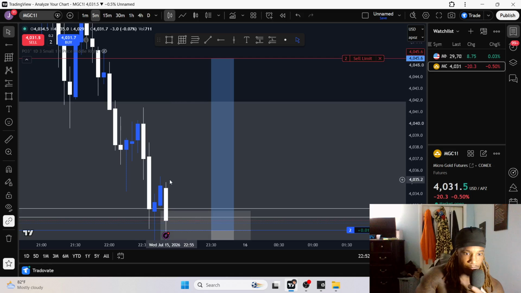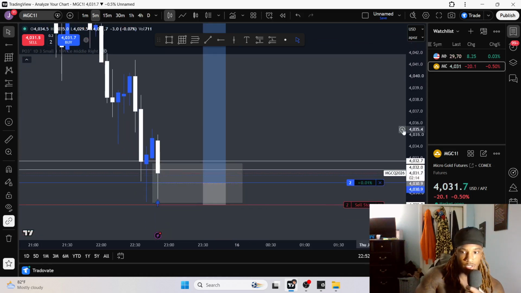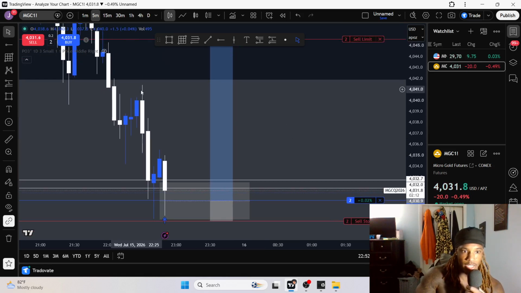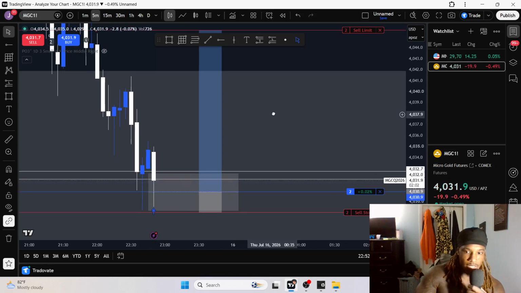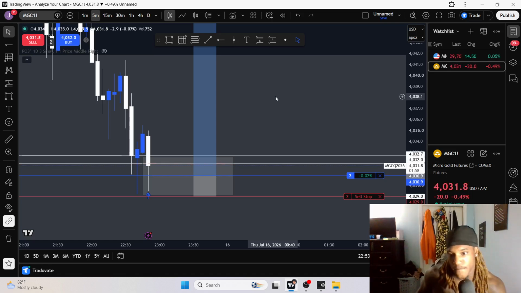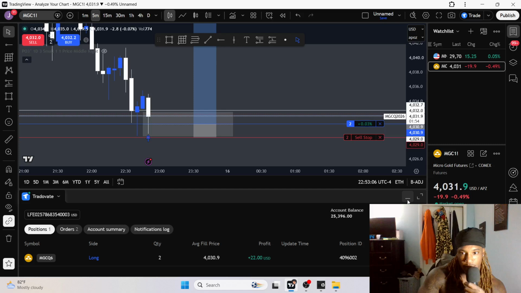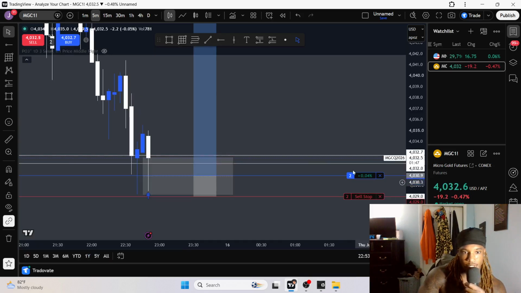We have here, up here, all that good stuff. So I'll probably go break even once we hit, I think I'll go break even up here when we hit that. But let's see how this trade wants to play out. Let's see. Currently up $22. Yeah. 26.